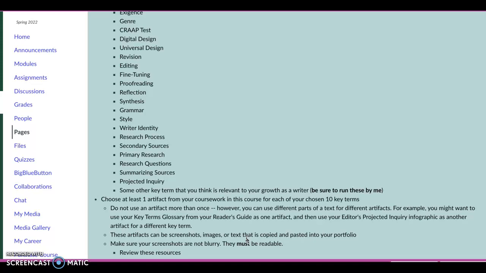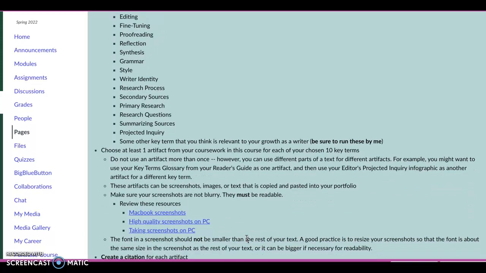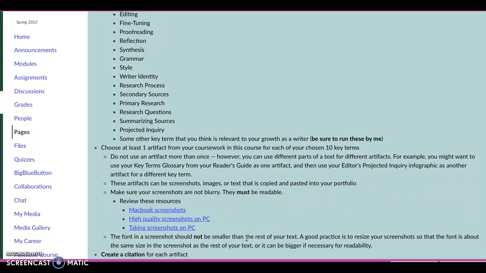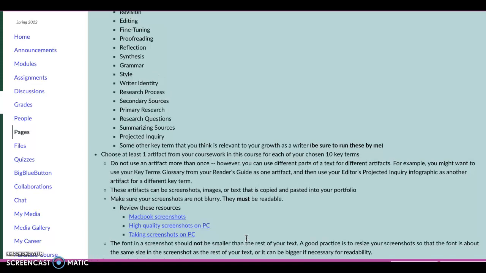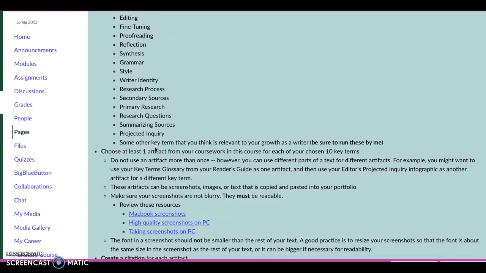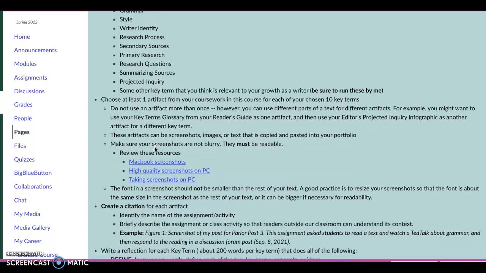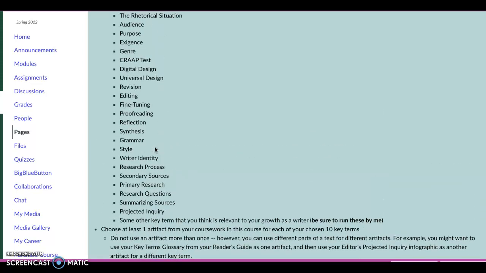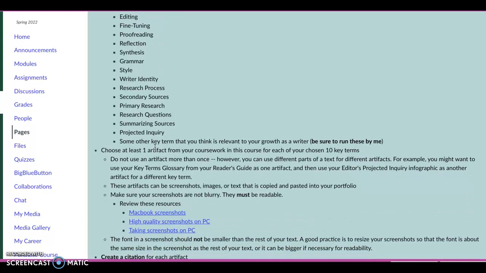And think about how you want to set up the organization for this document. You probably don't want to just list all of your key terms and then have 10 artifacts that people scroll through and then have your explanation after that. I think the best setup is to have a key term, the artifact, and your explanation. Then a key term, artifact, explanation, key term, artifact, explanation, and so on.